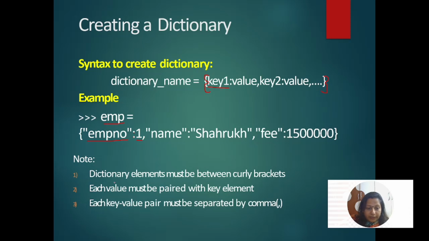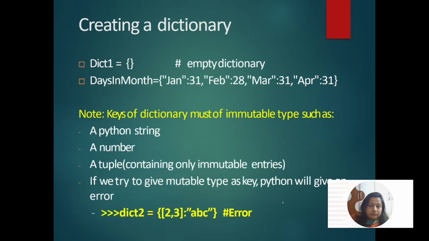And here you have to note it down. Dictionary elements must be between curly brackets, and each value must be paired with a key element. So you have to mention key and value together, and each key value pair must be separated by a comma. So how can you create a dictionary? This is called an empty dictionary. And days in a month you have mentioned like this.